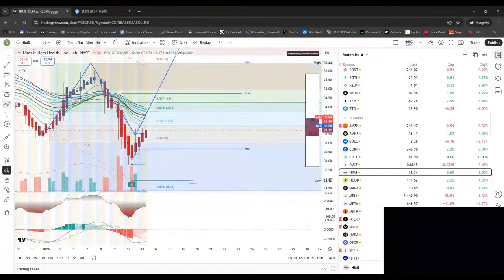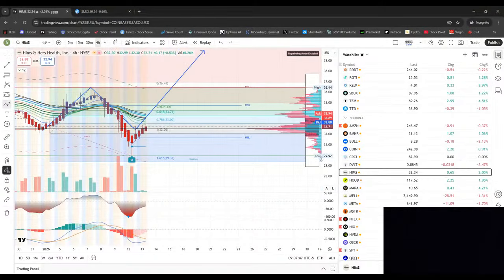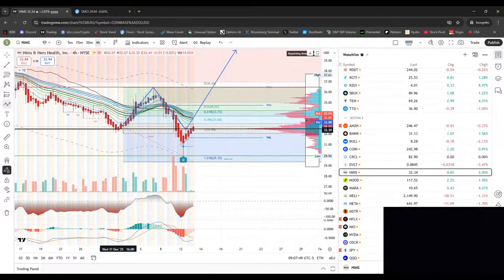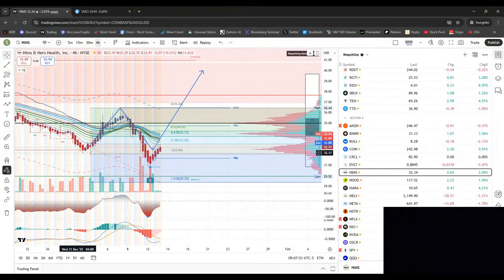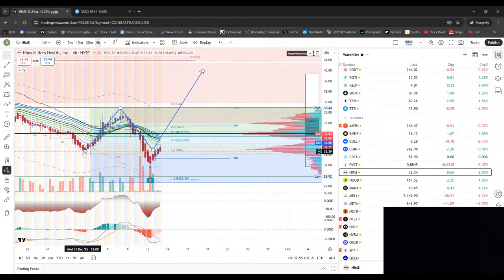Moving forward to HIMS, a good long term stock. We already have a line drawn from this point. What happened here, why did the price sell off from this point? This is where the liquidity was. The price went there, spring, hammer at the low value area, and bounced. Now the price will continue shooting upward towards $40.